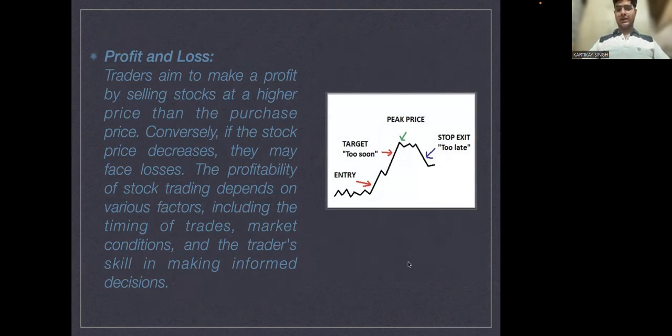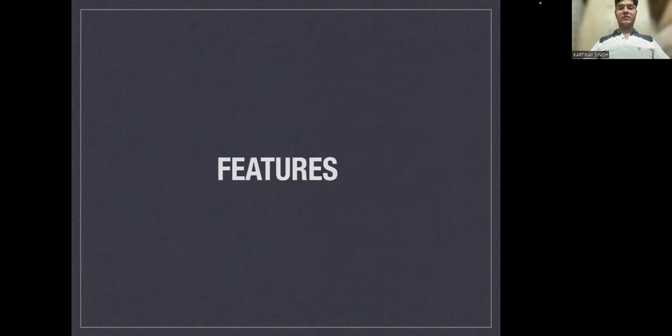Like in the image, we can say if the entry point is there, and if he sold the stock at this peak price, then he would make a maximum profit. But if the stock price is dropping down, then it would be too late for him to get the maximum price probably, right? Then we come to the features of the application that would be there in our application.